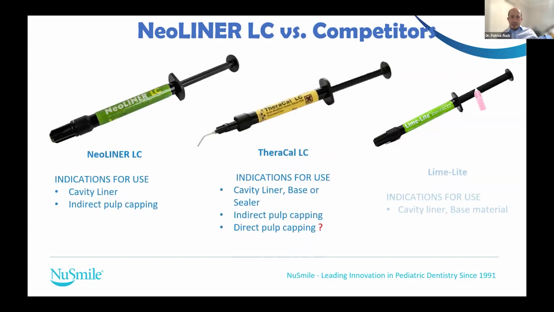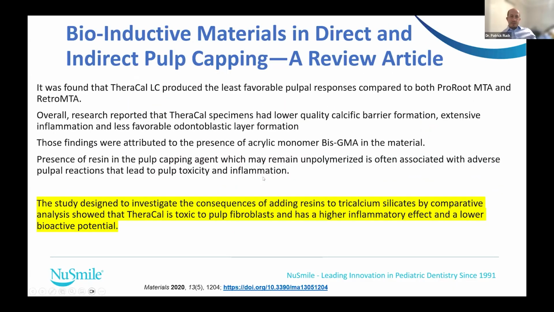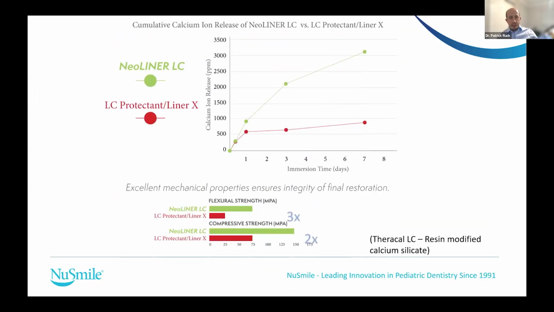Another interesting thing when you look at competitor-based products is some of them say that you can use them for direct pulp capping. Well, anything with resin, remember, our pulpal cells are cytotoxic to monomers. So when you look at these bench studies on resin-based products like TheraCal that are directly placed over pulp, they find that unpolymerized resin monomer is cytotoxic to those pulpal fibroblasts. So I would stay away from any vital pulp tissue with these materials.